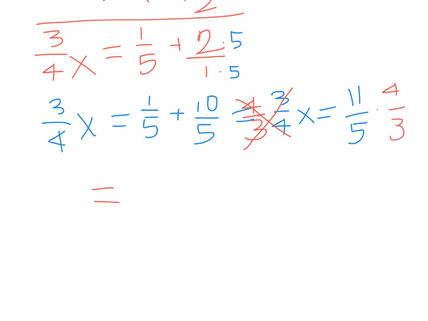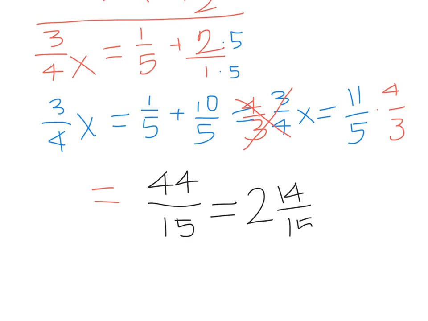Now when I multiply fractions, remember that we multiply straight across. So I've got 11 times 4 in the numerator and 5 times 3 in the denominator. So when I simplify that, I have 11 times 4, which is 44. And in the denominator, I have 5 times 3, which is 15. And now I can simplify because 15 goes into 44 2 times. And I'm going to have 14 left over, which will give me 2 and 14/15.